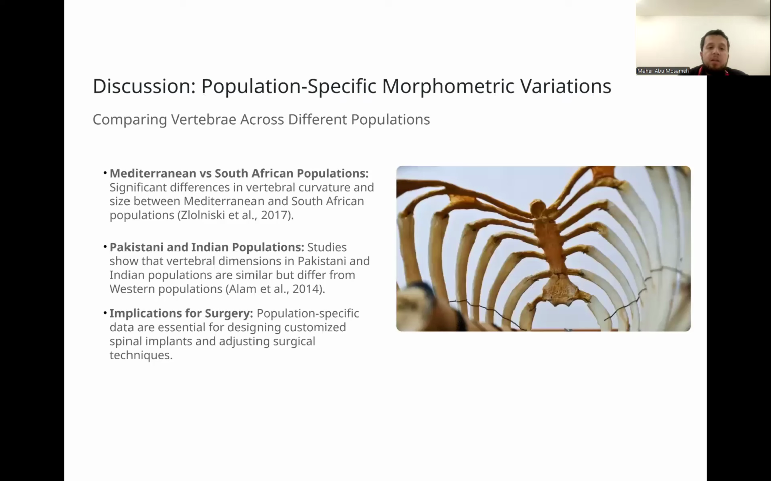A study by Slonitsky in 2017 found significant differences in the vertebral curvature and size between Mediterranean and South African populations.